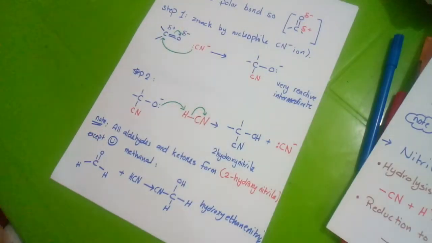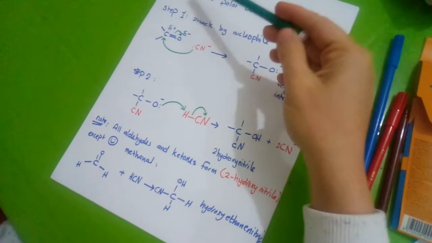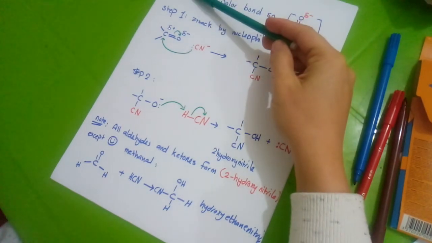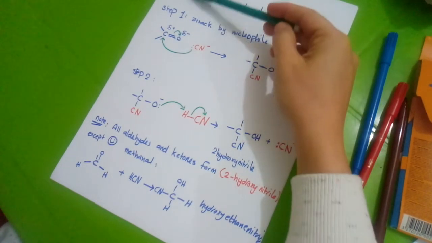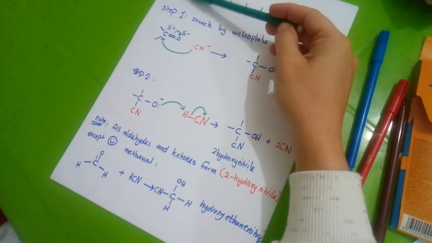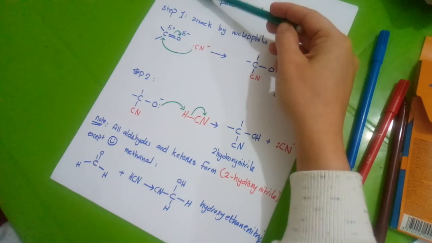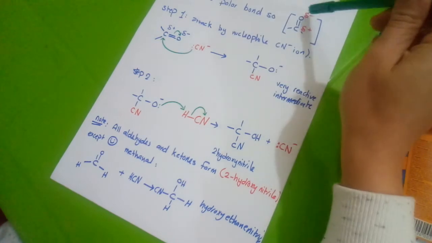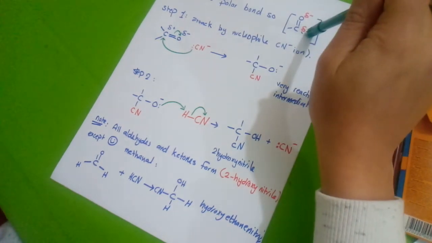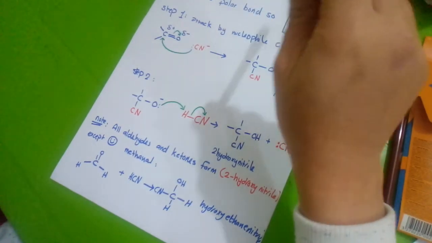The mechanism. For the mechanism of this type of addition, you have to know that the carbonyl group is a polar group. We have a polar bond because of the difference in electronegativity between the carbon and the oxygen. Which one is more electronegative? It's oxygen. So oxygen will gain a partial negative charge and carbon will gain a partial positive charge. This addition contains 2 steps.